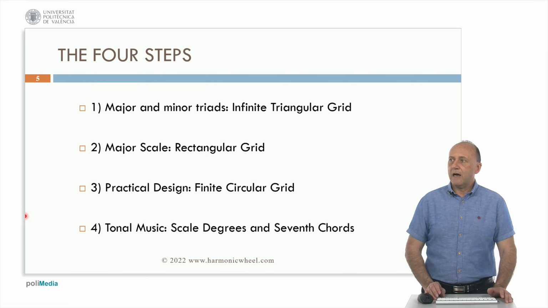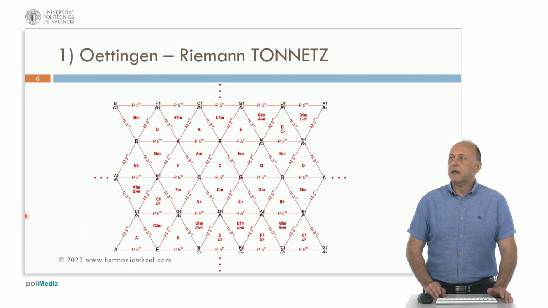The 4 steps are first to represent the major and minor triads on an infinite triangular grid, then the major scale, which makes the grid rectangular. The final design will be a finite circular grid, and for tonal music, I also included the scale degrees and 7th chords. This is a triangular grid known as the Oettingen-Riemann Tonnetz, where the notes are at the vertices of the triangles, here printed in black.